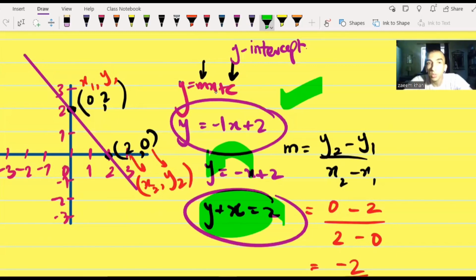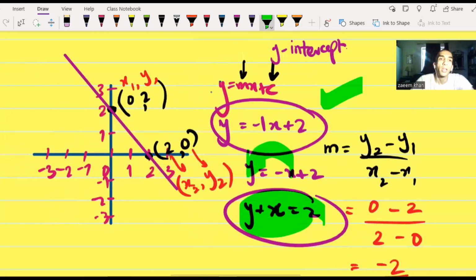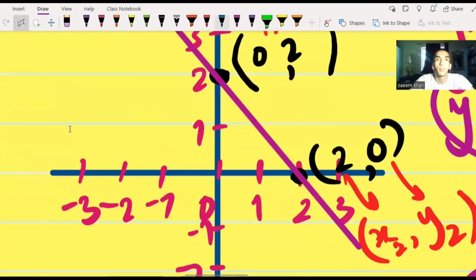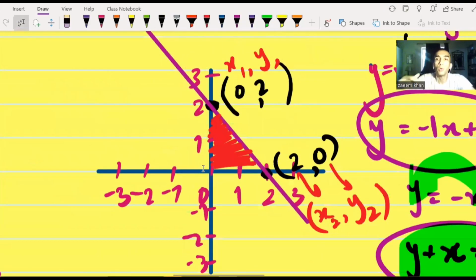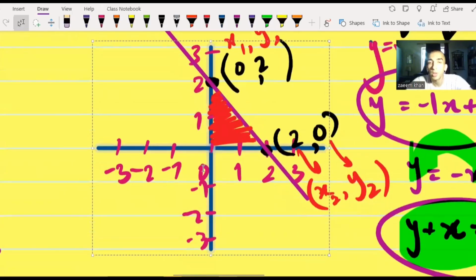Now that we have an equation, imagine that I had shaded this region. What are you going to say? Are we supposed to stay above this line to define this region, or are we supposed to stay below this pink or purple line? Stay below. And what's the symbol for below? Greater or less than? Less than.